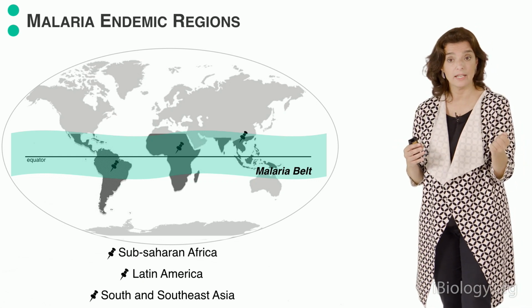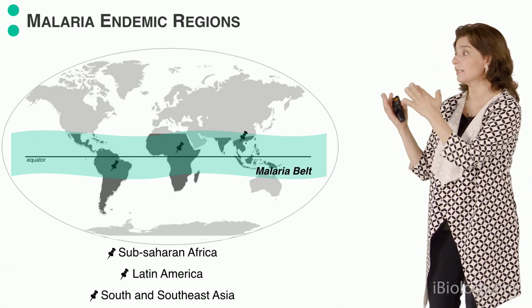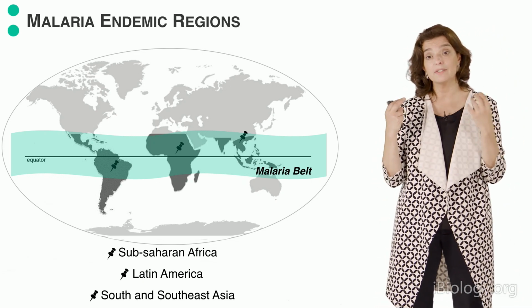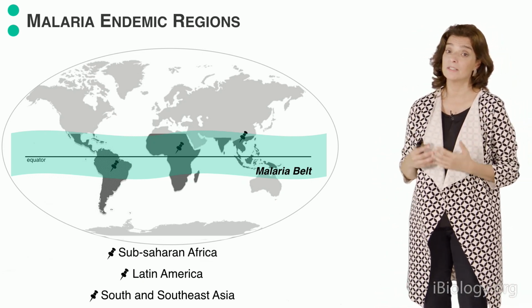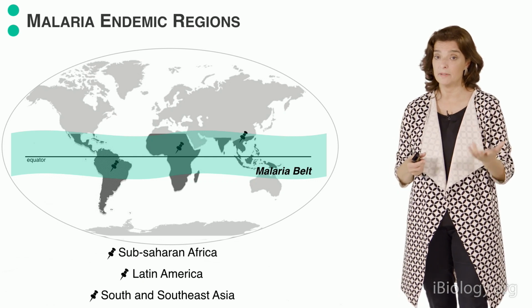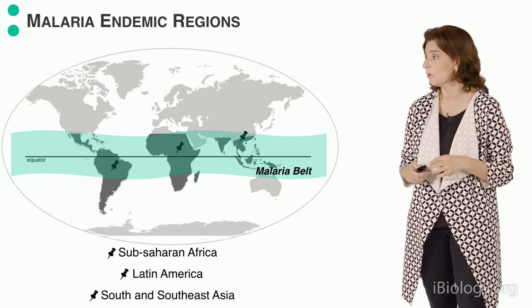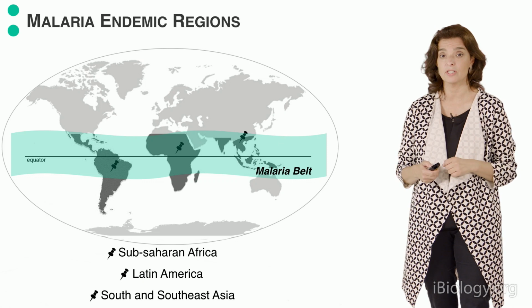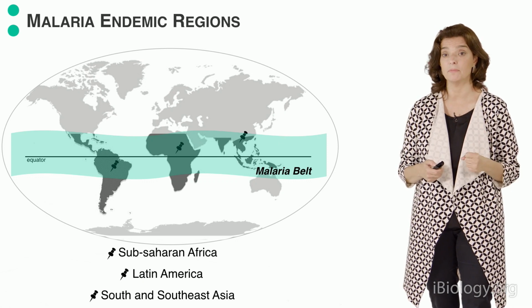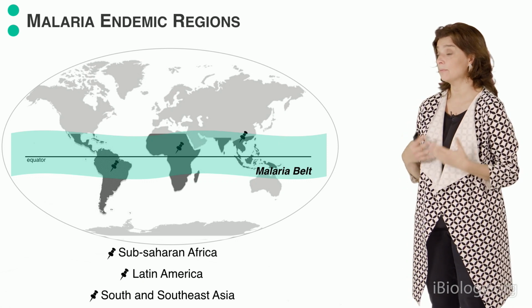But there is also Latin America, South America, and also Asia. So these regions around the tropics, where the mosquitoes that transmit malaria are more efficient and their presence is more consistent, are really the regions of endemic malaria and where people are at more risk.